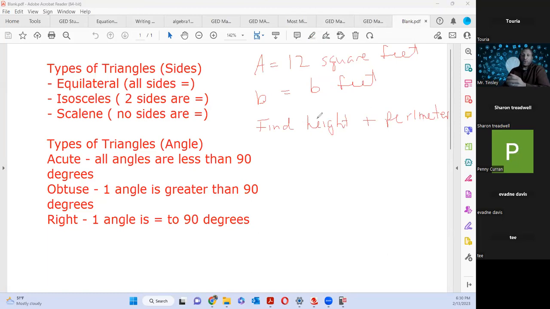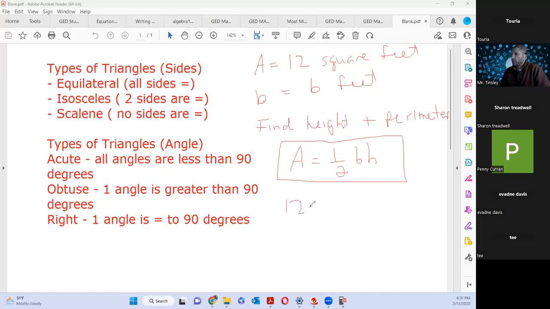So we identify what we know. So anytime they give you a formula, an answer to a formula, you write that formula down. Area equals 1/2 base times height. That is the formula to find the area of a triangle. Is everybody familiar with that? Yes. So they gave us the area. So instead of the A, we're going to put what number?